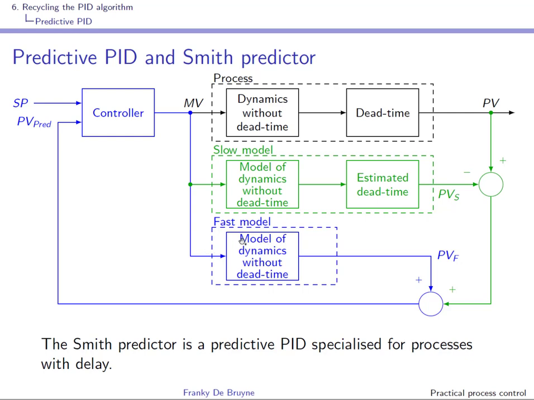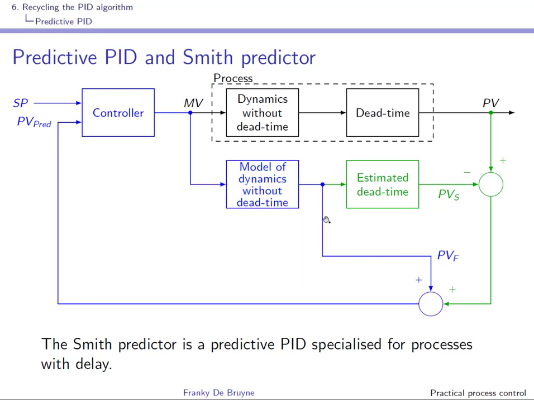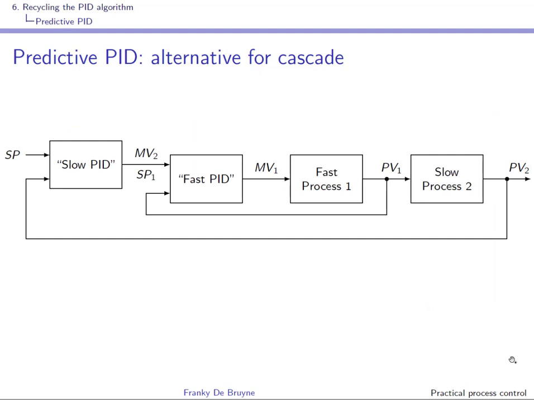So instead of doing this, what we could do is take this signal over here from here, and this is what is done here, and this is of course a Smith predictor. Okay, so you can see that a Smith predictor is a special case of a predictive PID, but specialized for processes with delay. Well, the predictive PID controller can often be used as an alternative for a cascade.